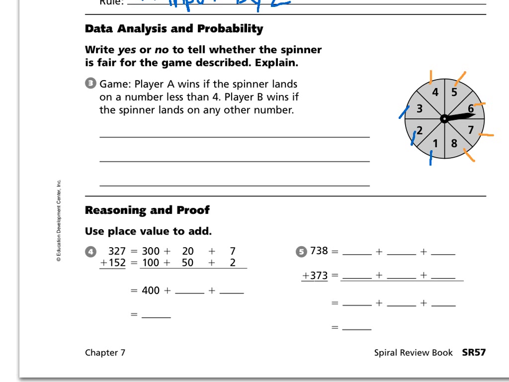So let's make a fraction out of this. I know that player A wins if 3 out of 8 pieces are landed on. And I know that player B will win if 5 out of 8 pieces are landed on. You can clearly see that this is not a fair game. You'll need to explain by using your fraction pieces.